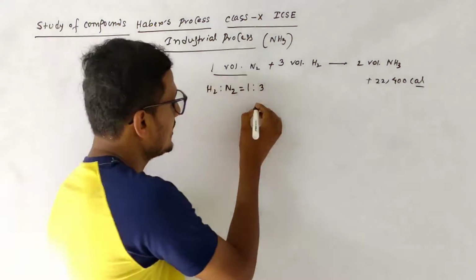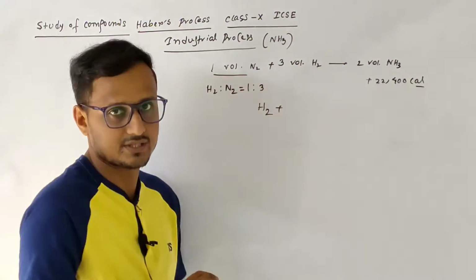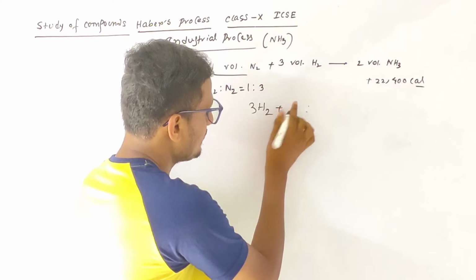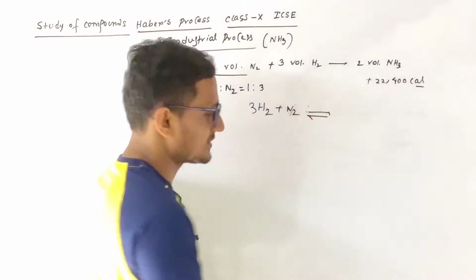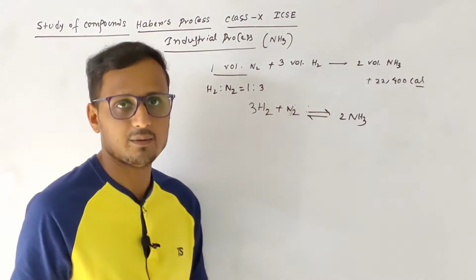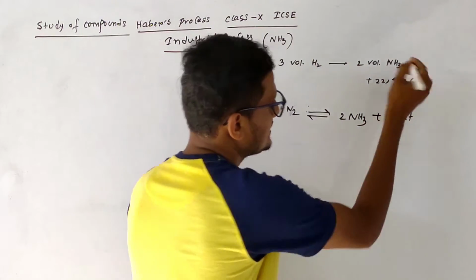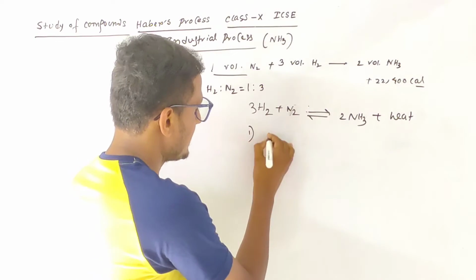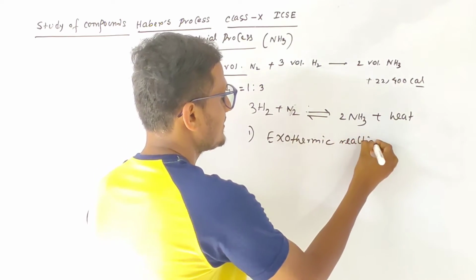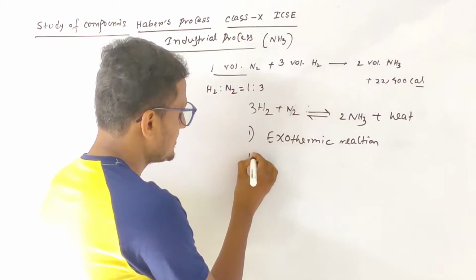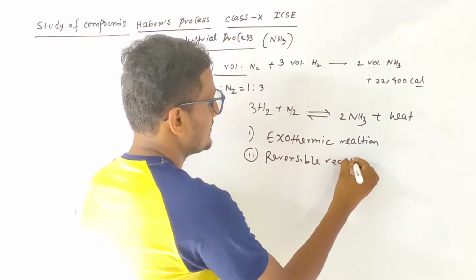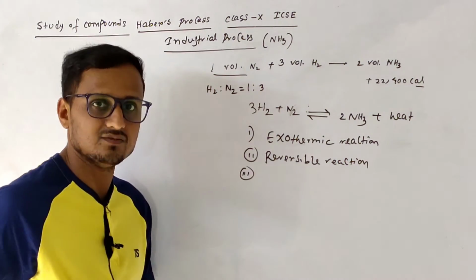So what is this reaction actually? 1 volume of nitrogen reacts with 3 volumes of hydrogen, by a reversible process, to form 2 volumes of ammonia with heat. This much heat it will generate. So this reaction is an exothermic reaction. Also this reaction is reversible, and it proceeds with a decrease in volume.